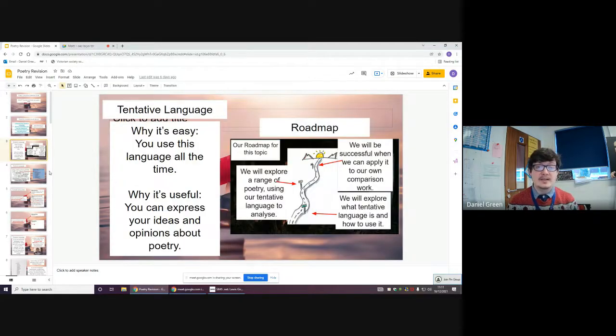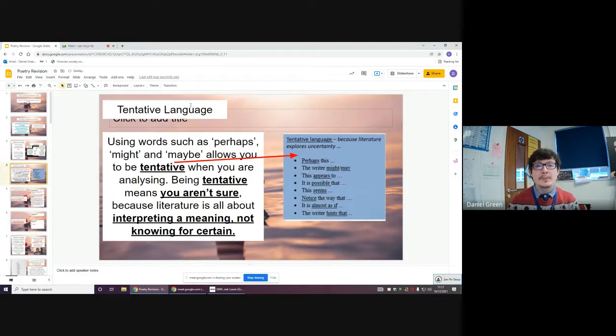So as it's shown here on the roadmap, the idea is that we're going to explore what tentative language is, exploring a range of poetry and using that tentative language to analyze it. And then finally, to be successful, we need to be able to apply this to our own comparison work. So being tentative essentially just means using language that shows you aren't sure about something.